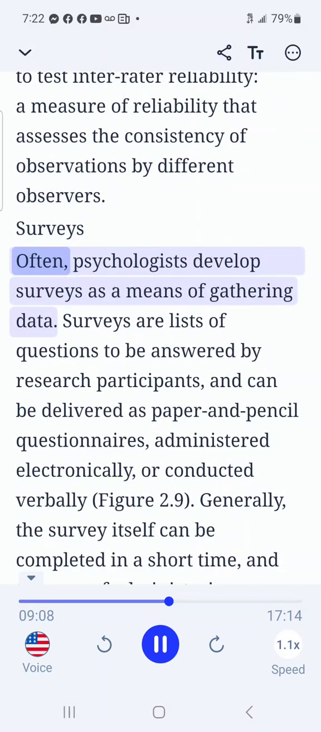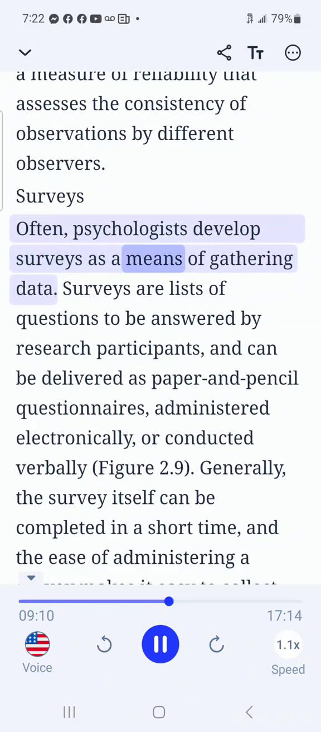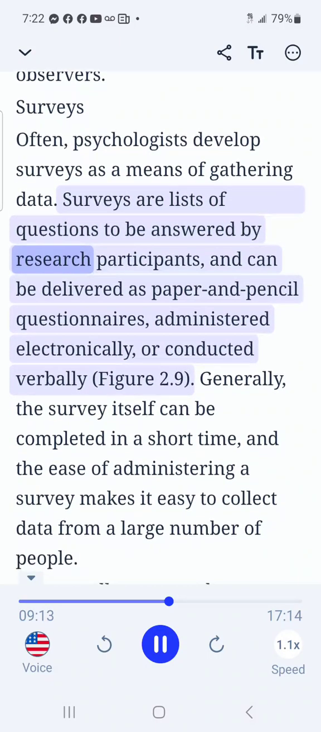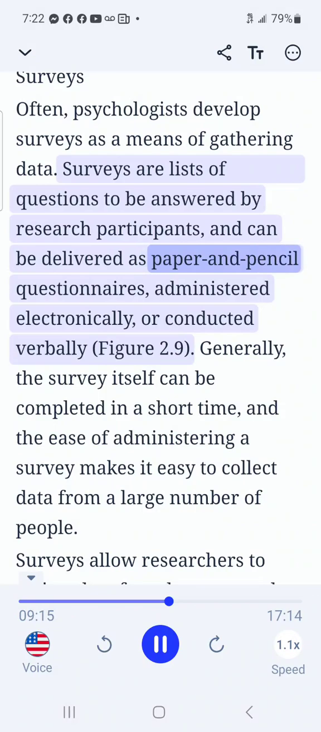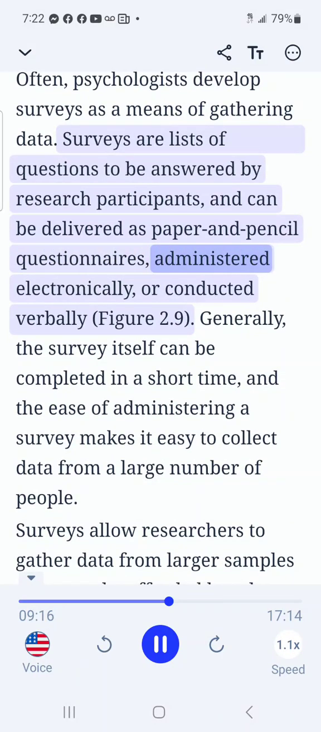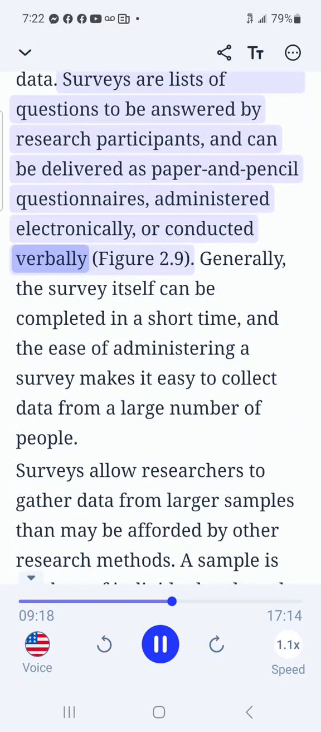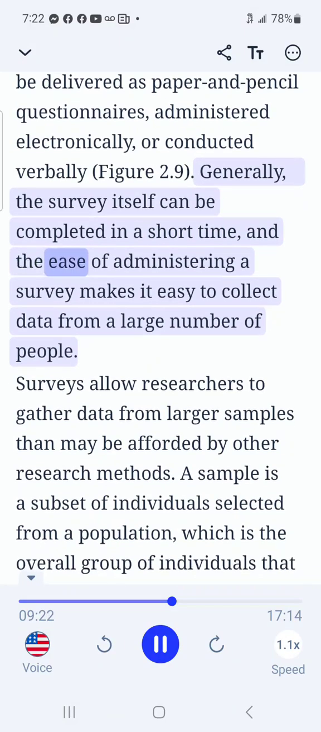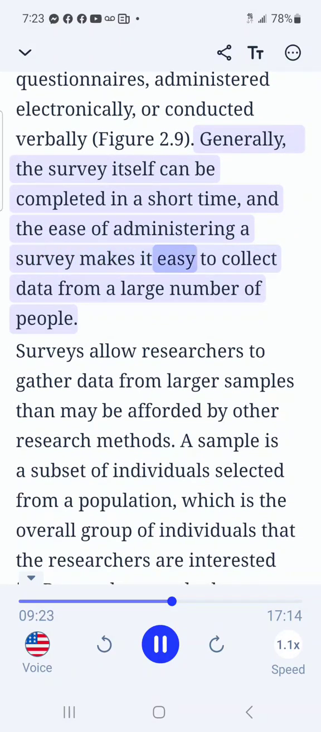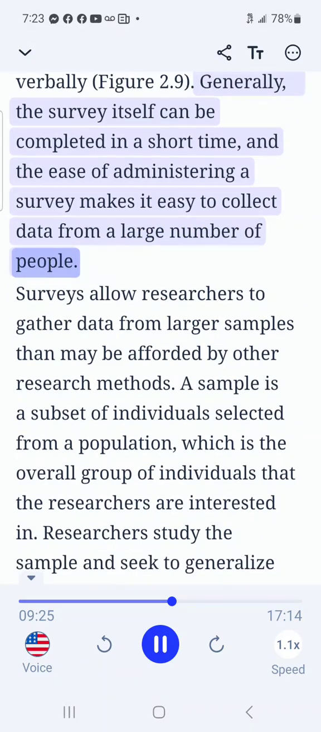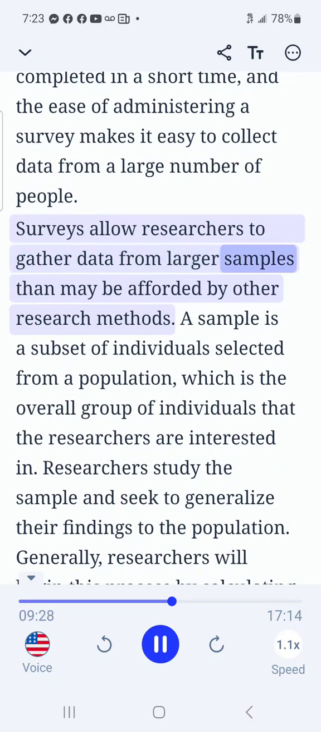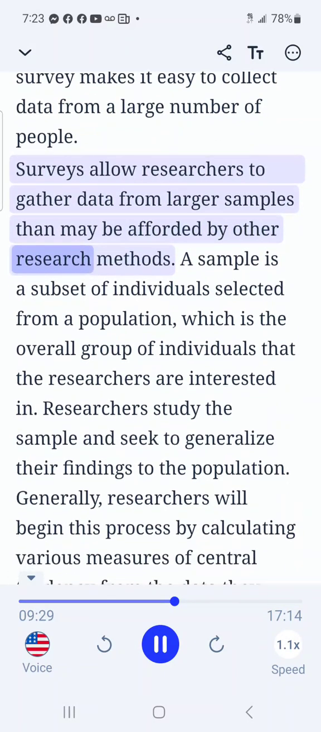Surveys. Often, psychologists develop surveys as a means of gathering data. Surveys are lists of questions to be answered by research participants, and can be delivered as paper and pencil questionnaires, administered electronically, or conducted verbally. Figure 2.9. Generally, the survey itself can be completed in a short time, and the ease of administering a survey makes it easy to collect data from a large number of people. Surveys allow researchers to gather data from larger samples than may be afforded by other research methods.